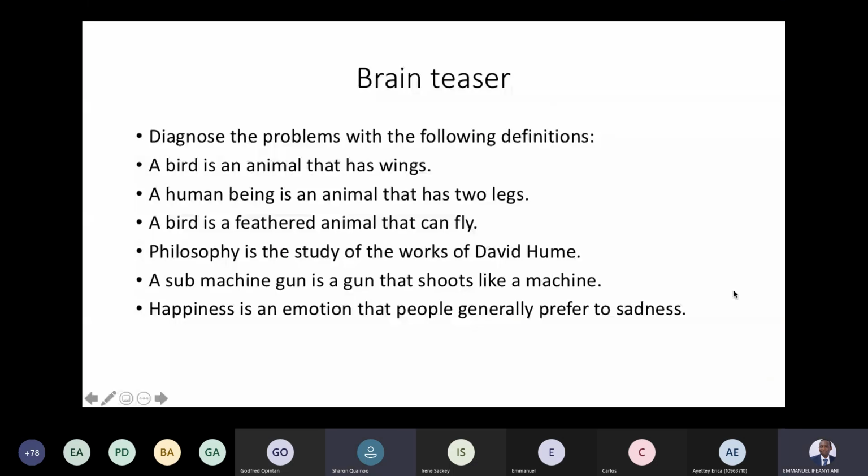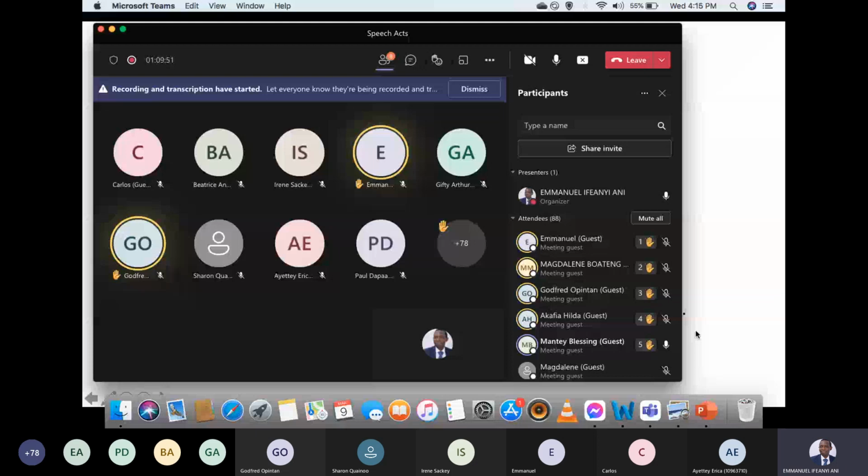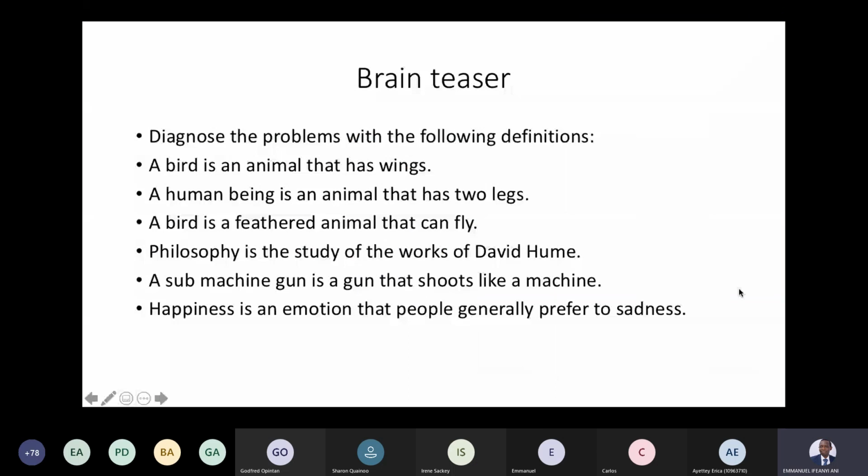Okay, so that's read. A submachine gun is a gun that shoots like a machine. What is the problem with that definition? Circularity. That's good. Circularity. And then, happiness is an emotion that people generally prefer to sadness. Happiness is an emotion people generally prefer to sadness. What's the problem? Ambiguous.